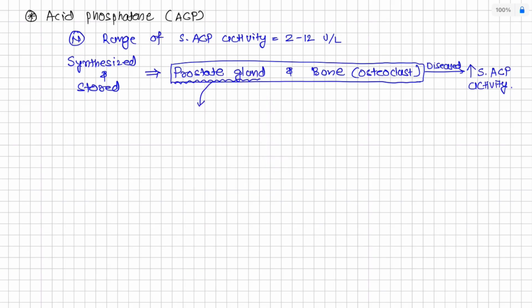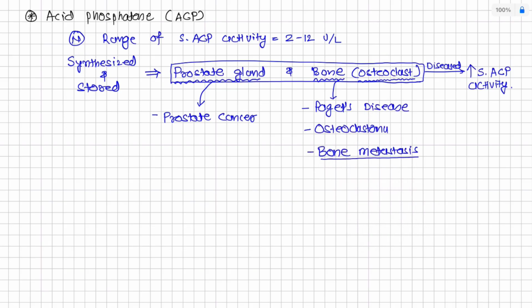Prostatic disorders mainly include prostate cancer, and bone disorders, specifically the conditions involving increased osteoclast activity, such as Paget's disease, osteoclastoma, and bone metastasis. This bone metastasis means cancer that has spread to the bone. Now there is one important aspect in case of acid phosphatase, that there are different isoenzymes of acid phosphatase. The prostatic isoenzyme is tartrate sensitive, while the bone isoenzyme is tartrate resistant. This property allows laboratories to differentiate the tissue source of the elevation, which is extremely useful clinically.